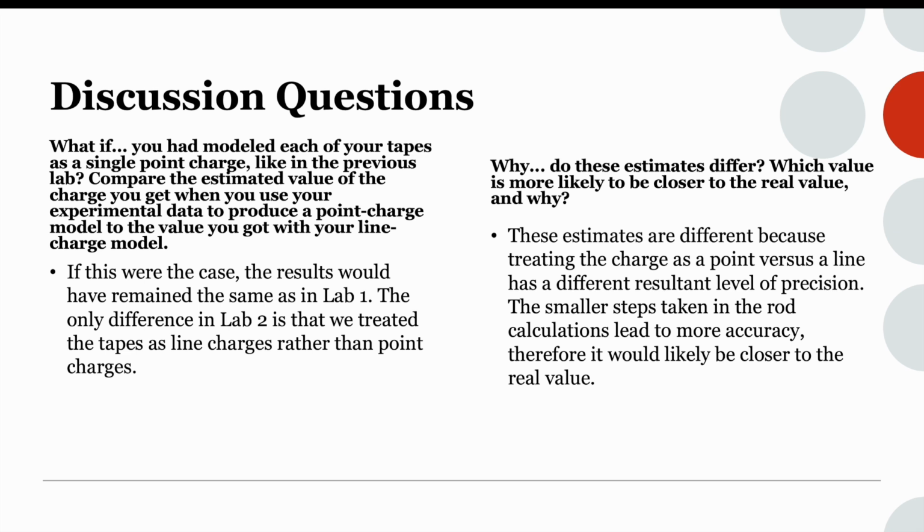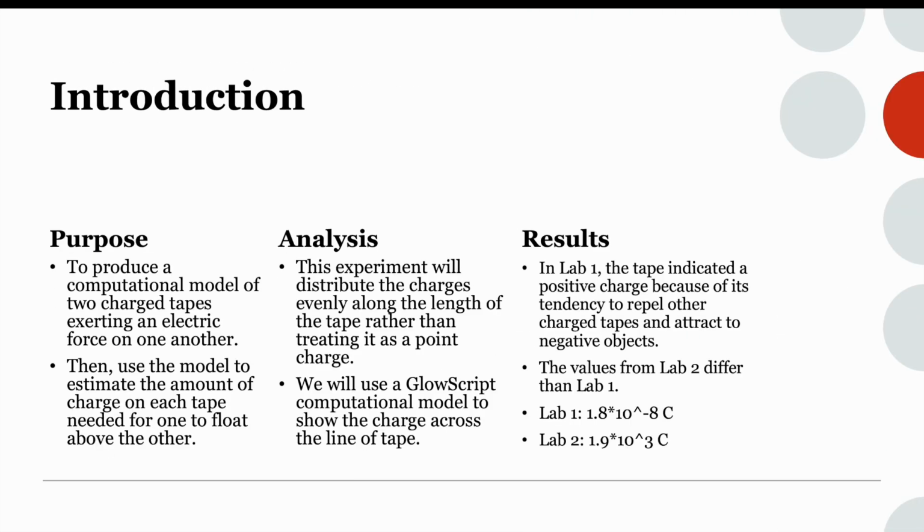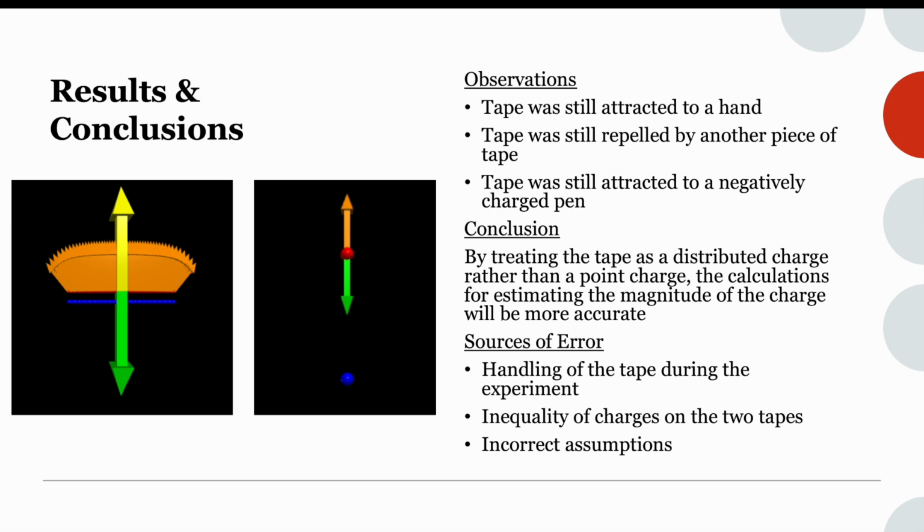So in the first lab, we got that the total charge was equal to 1.8 times 10 to the negative 8th coulombs, while in Lab 2, we got that it was 1.9 times 10 to the negative 3 coulombs. So there's a couple of degrees of difference in the labs.